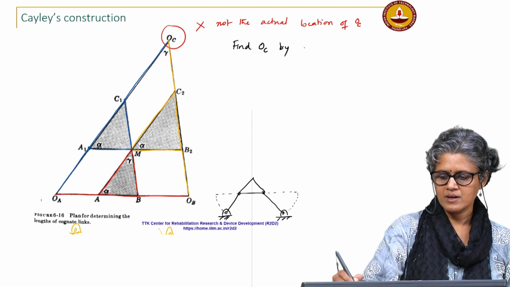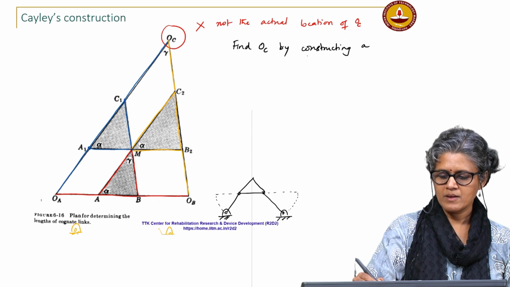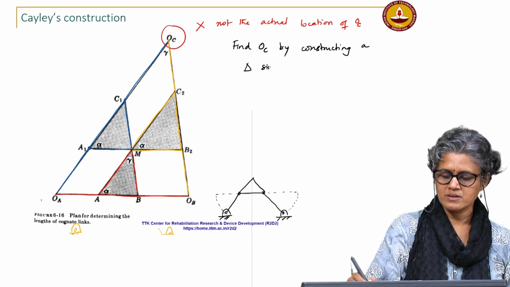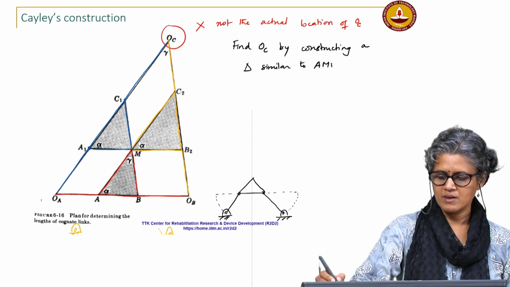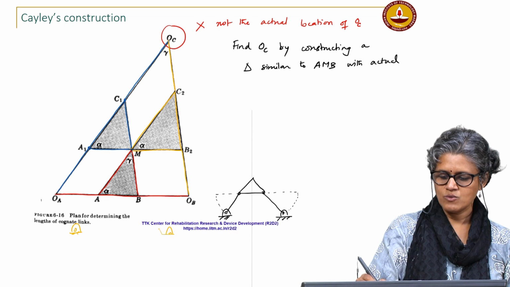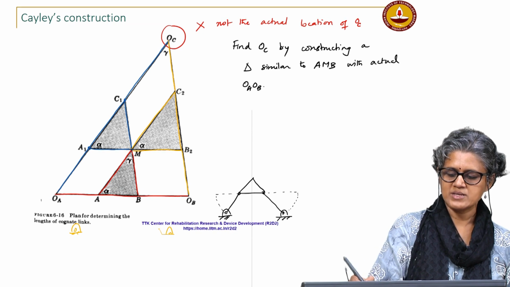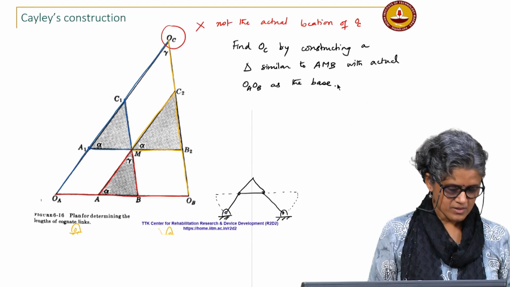Find the location of OC by constructing a triangle similar to AMB with actual OA-OB as the base.